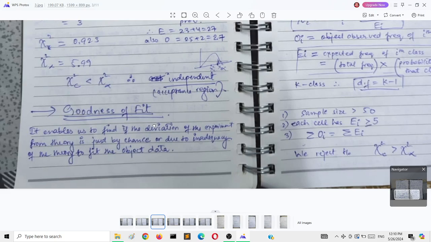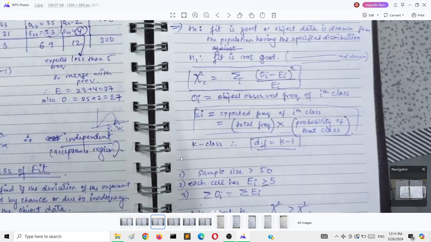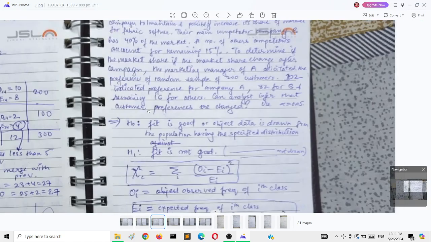Here we will also use the chi-square test, and let's see. It enables us to find out whether the deviation of the experiment from the theory is just by chance or due to inadequacy of the theory to fit the observed data, right? So you propose some theory, you do the experiment where there is a deviation in the results, and you want to test whether the deviation is just by chance, that it is deviating for this particular moment, or there is inadequacy in the theory to fit the particular observed data, meaning the theory is incomplete. You want to test that, right?